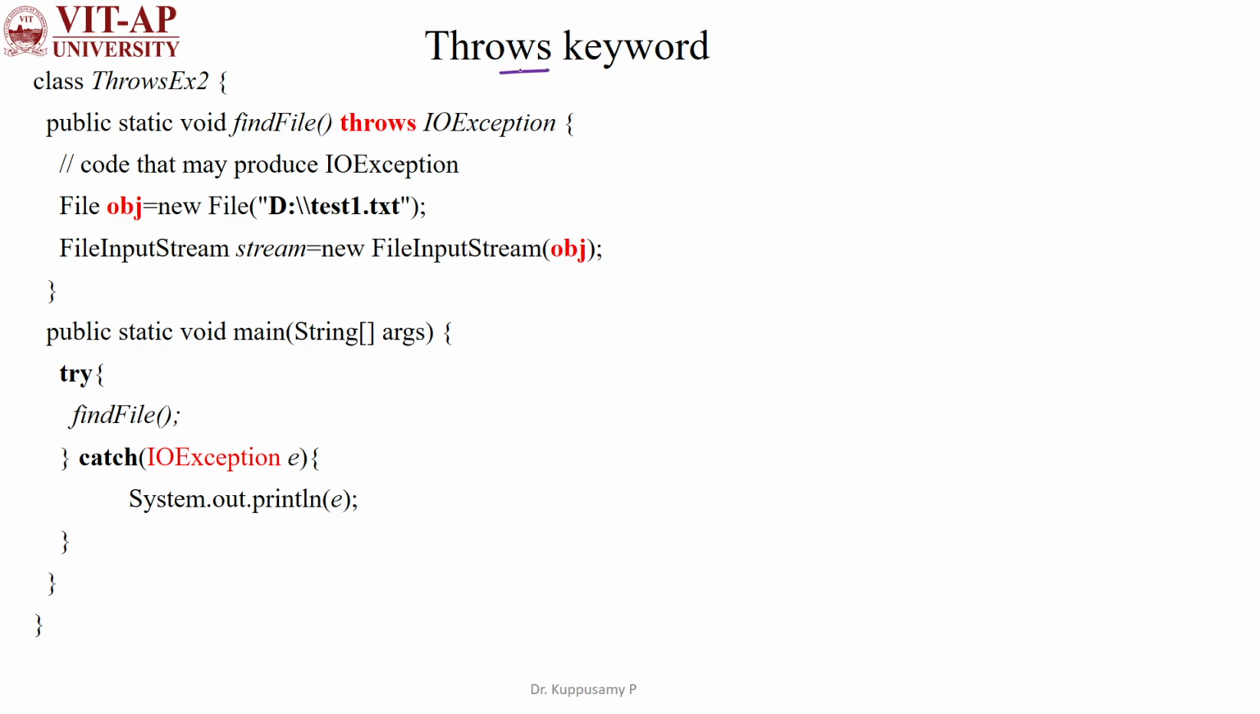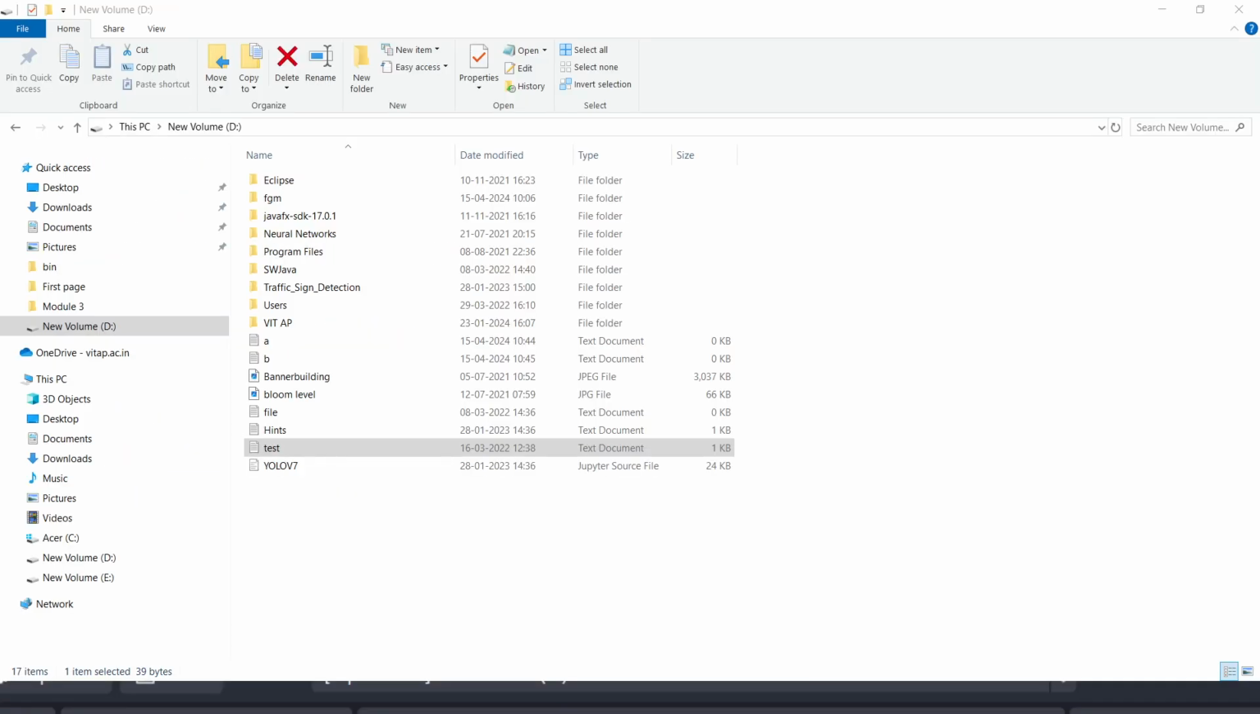The next example here is throwEx2, and findFile is the method. Here again we are throwing the IOException. Here I am reading the next file, test1.txt. You see test1.txt is not available. I will show you here. You see there is only the file test available, there is no test1.txt, so it will raise the exception file not found.